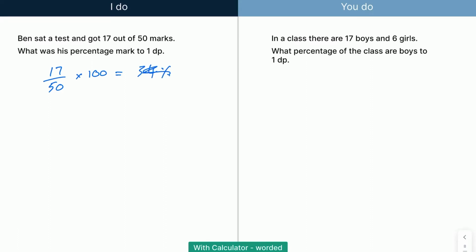In fact, it says to one decimal place. So I would write that as 34.0% to one decimal place.